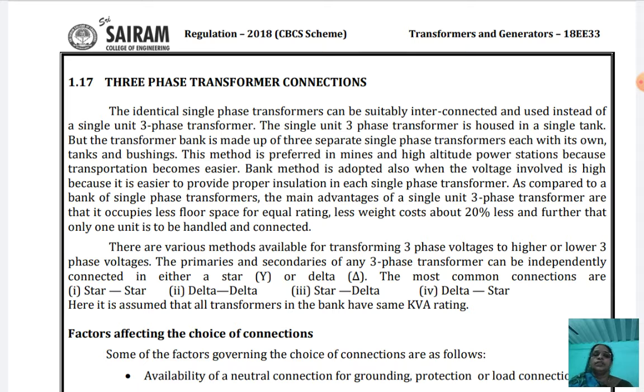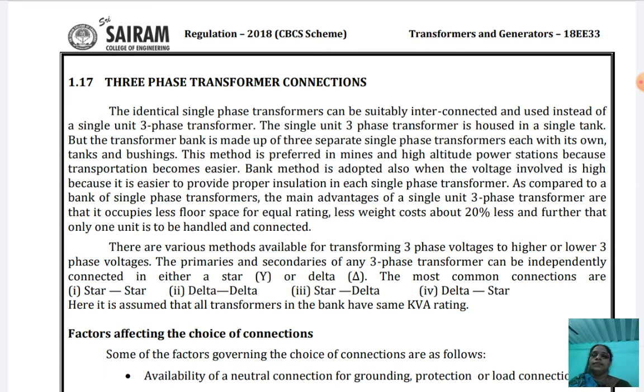This method is mostly preferable in mines and high-altitude power stations because the transportation becomes easier than with the single three-phase transformer unit. The bank method is adopted when the voltage involved is high because it is easier to provide proper insulation in each single-phase transformer.